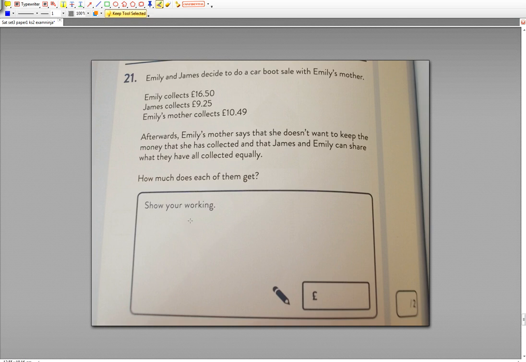So what do we do first? We need to work out the total. So now those numbers are all over the place. Let's write them down here. 16.50 and we have 9.25. We have 10.49 and let's add it all up first of all.